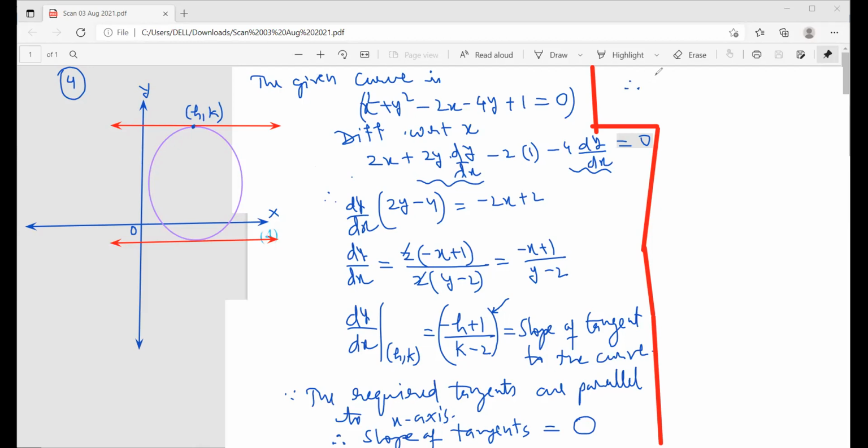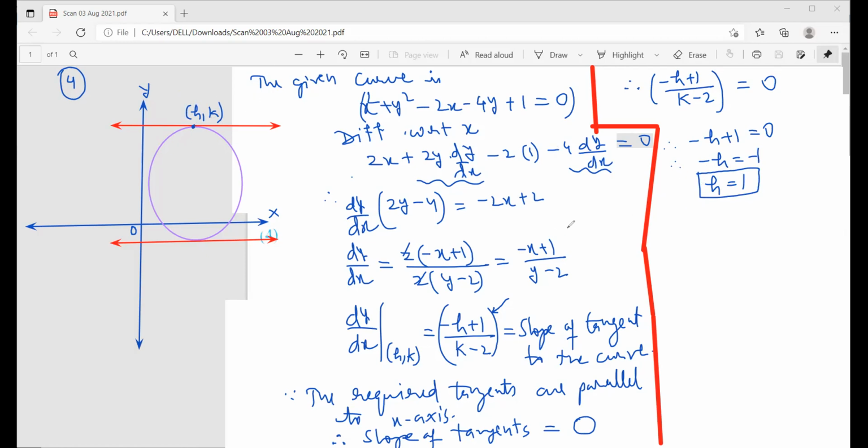Therefore, we can write minus h plus 1 upon k minus 2 equals to 0. That means we have here minus h plus 1 equals to 0. This k minus 2 multiplies there. K minus 2 multiplies, you get 0. So you get minus h equals to minus 1. So h equals to 1. You got the value of h. That is the point where you draw the tangent. Its x coordinate is going to be 1. See, this point will have x coordinate as 1.